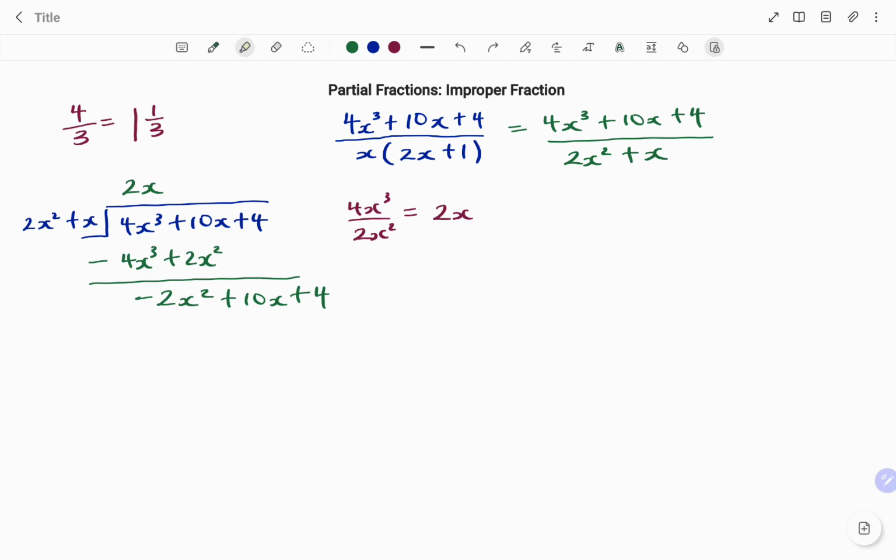If I divide, I'm going to be left with negative 1. And if I multiply out, the negative 1 this time around is going to be the one multiplying 2x squared plus x. So if I multiply out, I have minus 2x squared minus x. And if I subtract, I have minus 2x squared minus 2x squared, that will be 0. Then I have 10x minus x. Now, because it's minus x, I'm going to have 11x. Then I have 4 minus 0, plus 4.